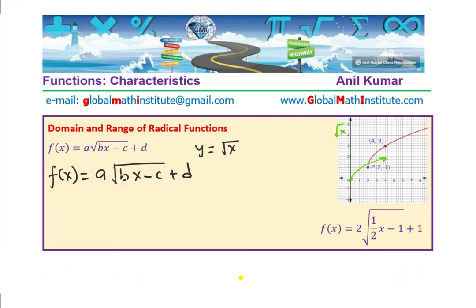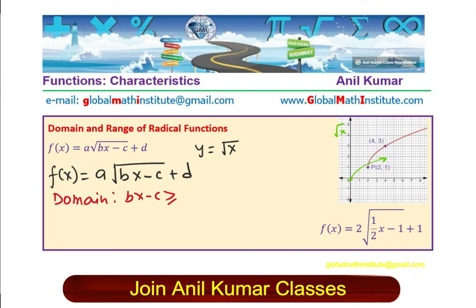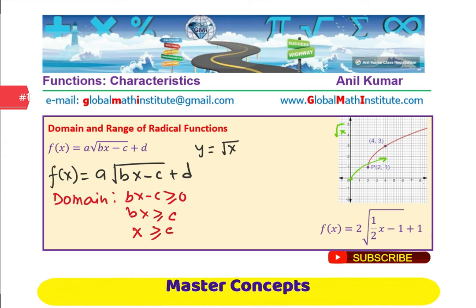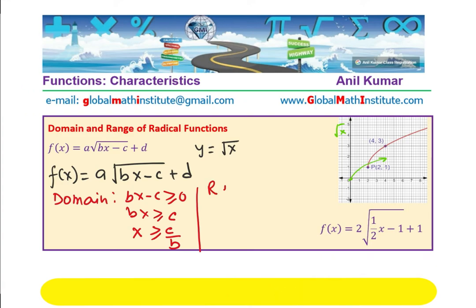Now, how do you figure out the domain part? Well, for domain, you should note that within the square root, it has to be non-negative. Correct. That means bx - c has to be greater than or equal to 0. That means bx is greater than or equal to c, and x is greater than or equal to c/b. Perfect. So x has to be greater than or equal to c/b, and that becomes the domain for this particular function.